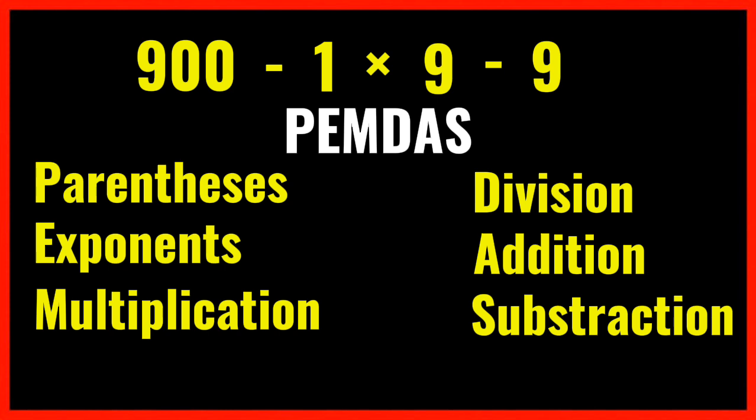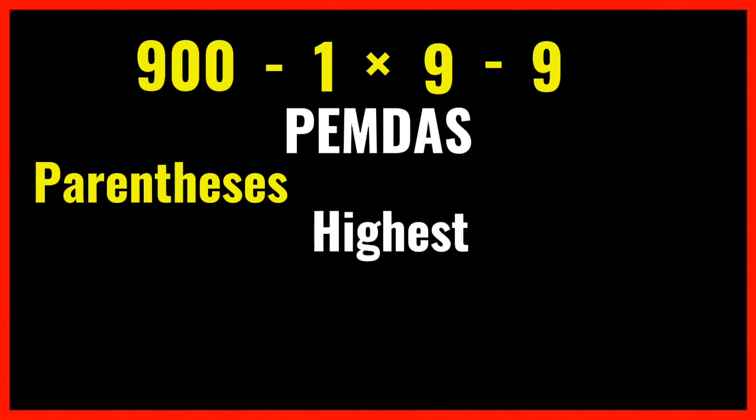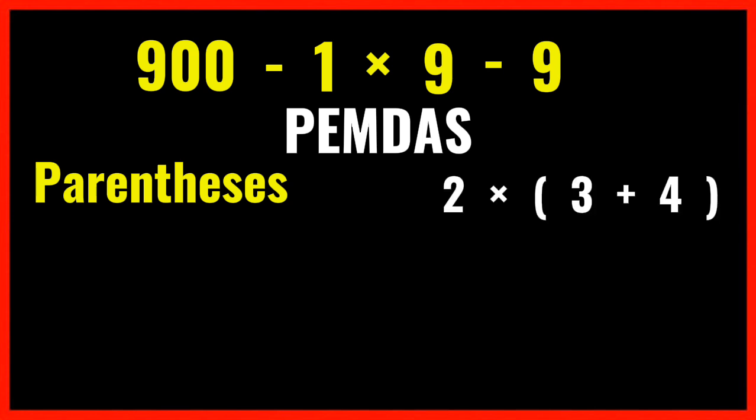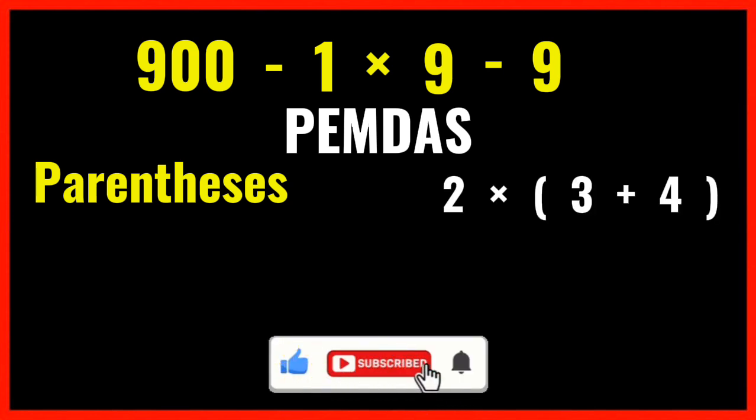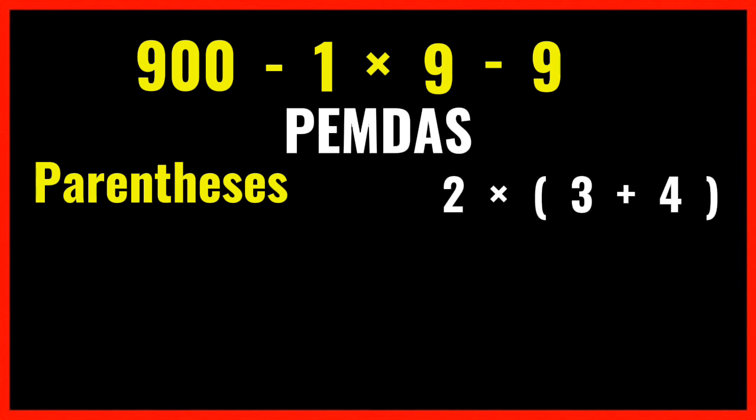First, we solve anything inside parentheses because they have the highest priority. For example, in the expression 2 times (3 plus 4), we solve inside the parentheses first. 3 plus 4 equals 7, and then we multiply 2 times 7 to get 14. So parentheses always come first no matter what.